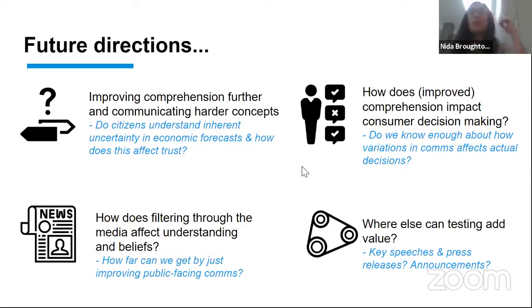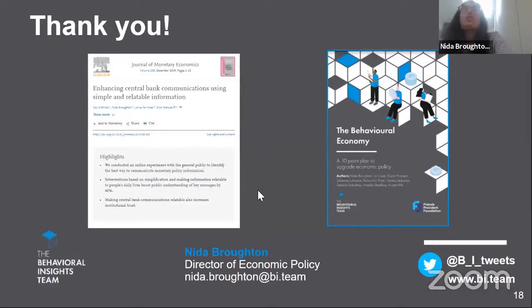So a start, but very much more to do, I think, is our headline on all of this. If you'd like to read any more, our article on this is out in the Journal of Monetary Economics. And also BIT has a report on the behavioural economy, which brings in our more general, wider view on how behavioural insights can potentially be used to improve economic policy making. Thanks very much.